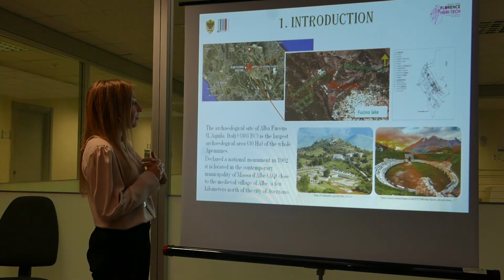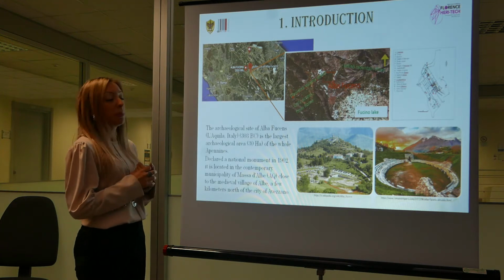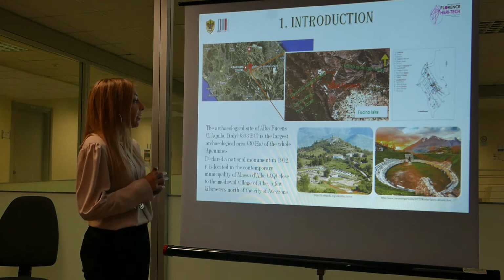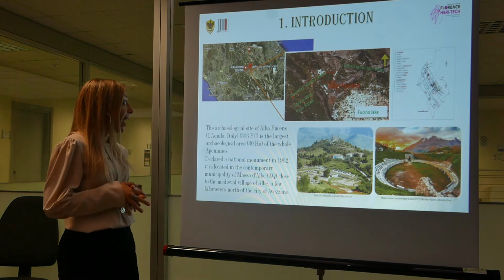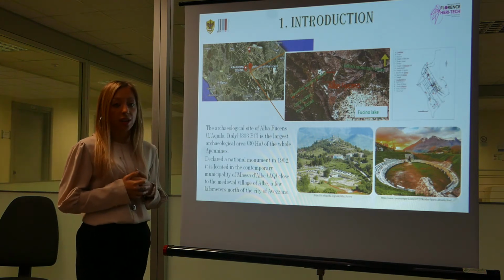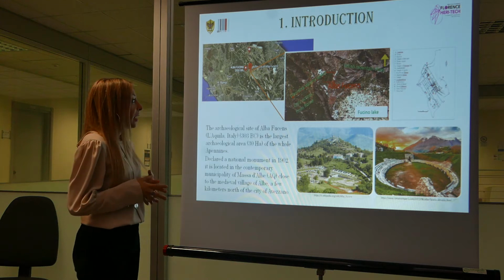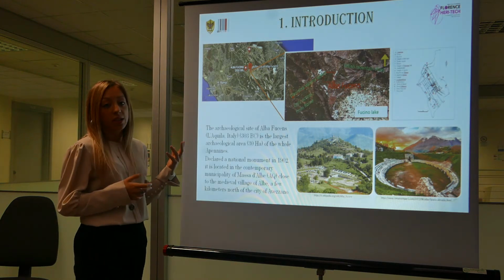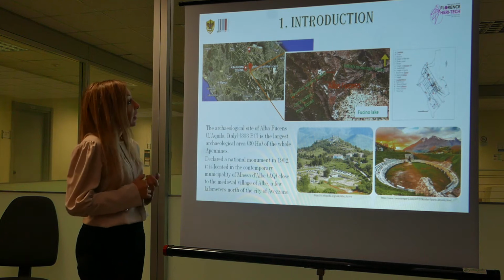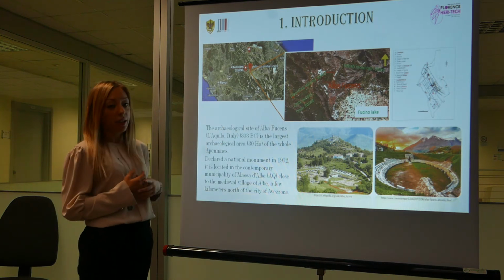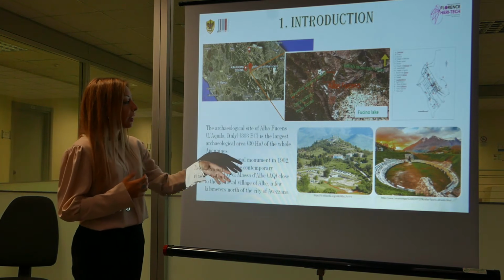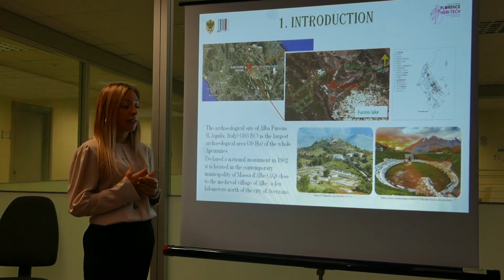So the archaeological site of Alba Fucens was built in 303 before Christ, and it is the largest archaeological area of the Apennines. It is located in a small village next to L'Aquila, that is in the center of Italy. So here you can see the location and how the archaeological site is composed.